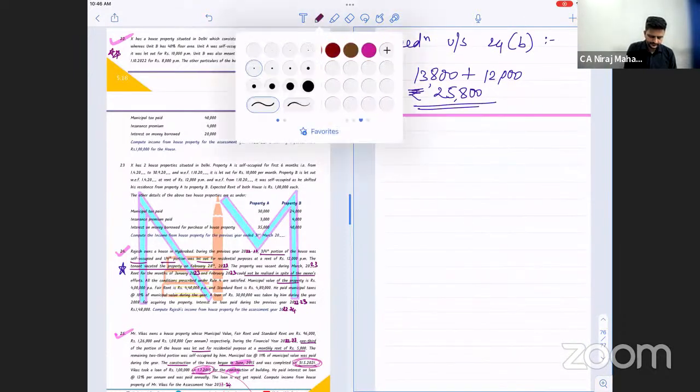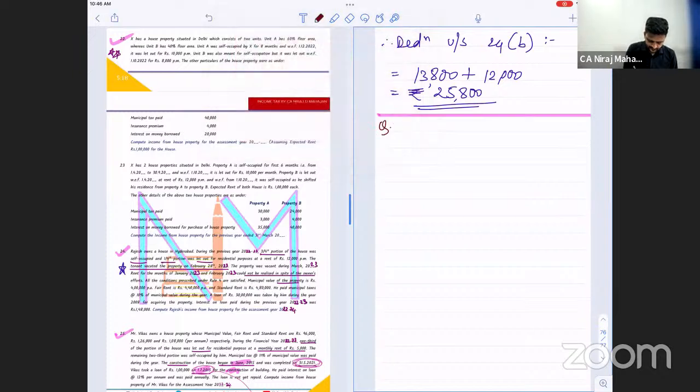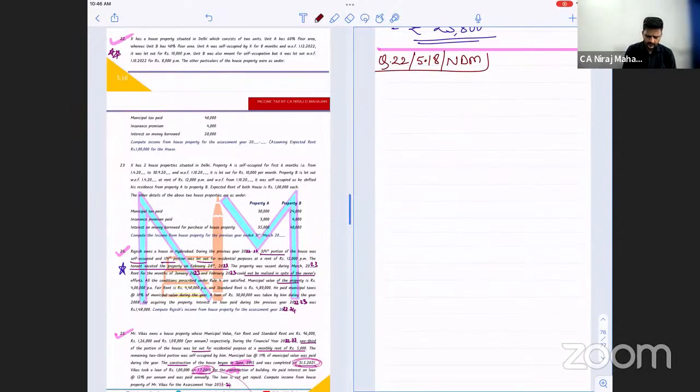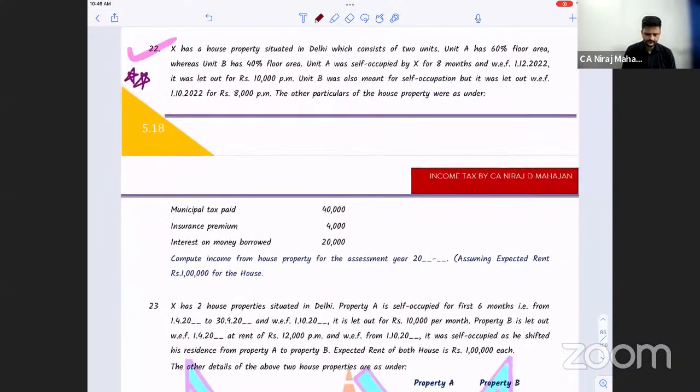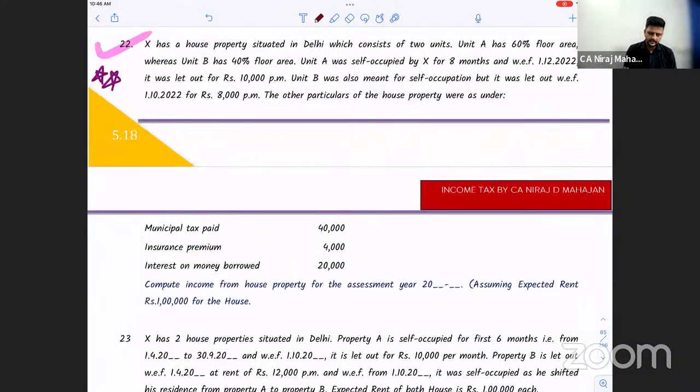Okay, question number 22. Ready, everybody? X has a house property in Delhi, which consists of 2 units. A house, okay? That means 1 property, but having 2 partitions. Unit A has 60% floor area. So of the entire house, 60% is in unit A, and unit B therefore has 40%. So this ratio you got now, 60-40. Okay. Done till here?